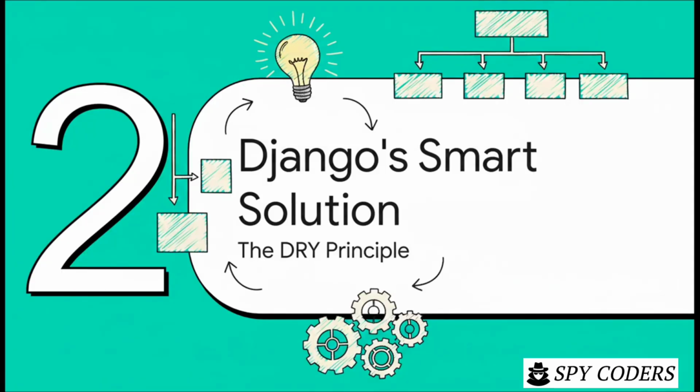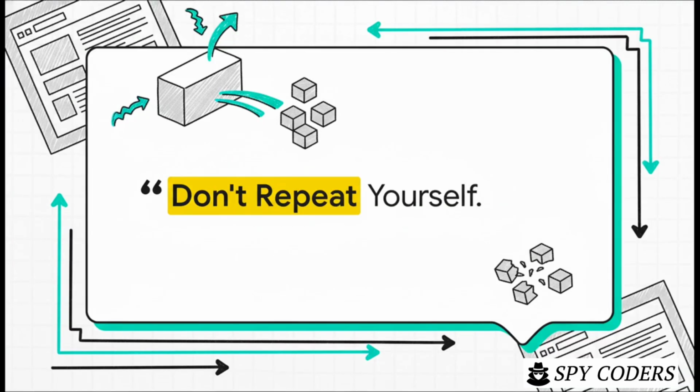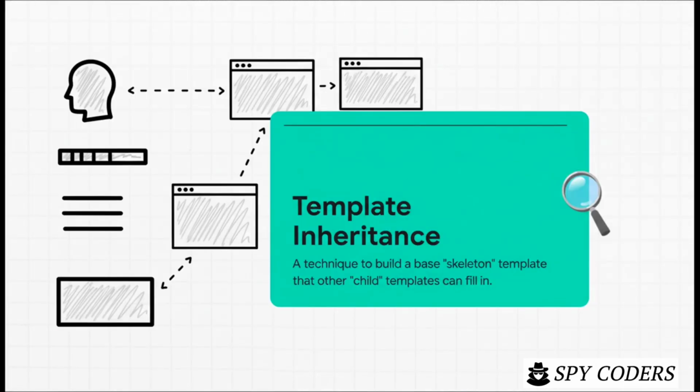Django gives us a really powerful solution to this exact problem, and it's built right into its template engine. It's all built on a core philosophy in programming called don't repeat yourself, or DRY for short. The idea is really simple. Every piece of logic in your system should exist in only one single place. So for us, that means our website's layout should live in one file and one file only. And the tool Django gives us to do this is called template inheritance.